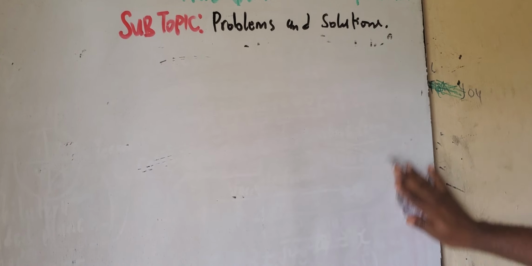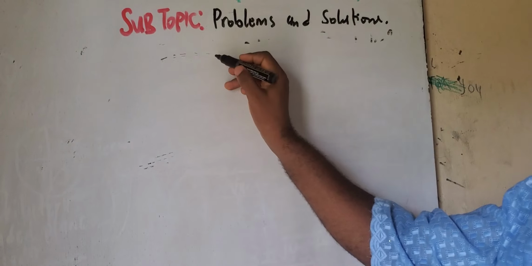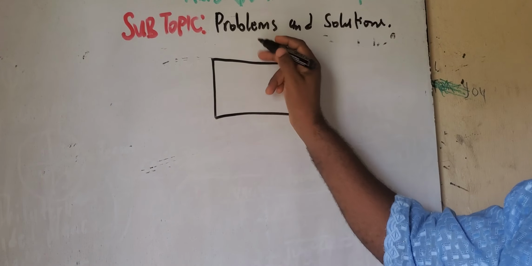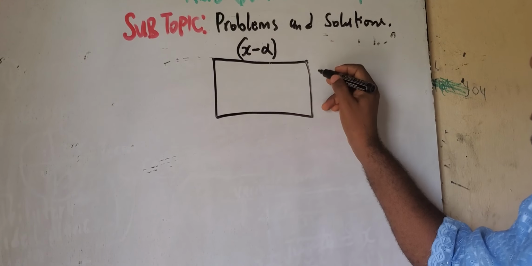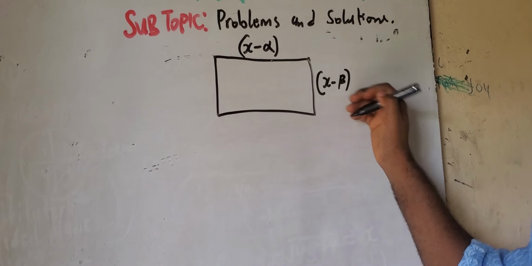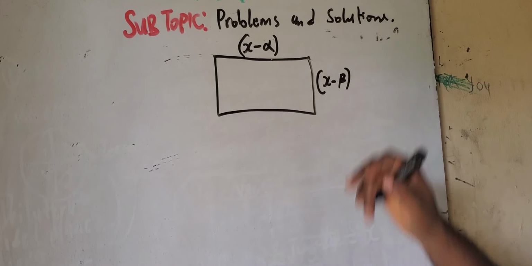You know that a square or rectangle has four sides. So let me consider a rectangle. Rectangle has four sides. Let's say the side that we have here is x minus, let's say alpha. And the side that we have here is x minus, let's say beta. x is the variable there, alpha, beta, they are constants.